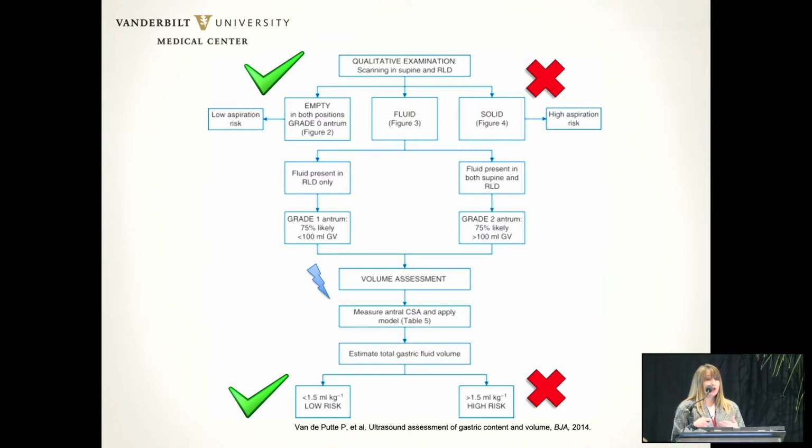And then fluid goes down the screen here. We can do that semi-qualitative exam, or we can move further down the line and do the volume assessment, where we measure the cross-sectional area and then use that model, okay? And then if it's less than 1.5 mLs per kilogram, that's low risk, and you can go ahead. If it's more, then those people are higher risk. You may want to do either an endotracheal tube or rapid sequence induction, all the things that you would normally do for someone at high risk of aspiration.